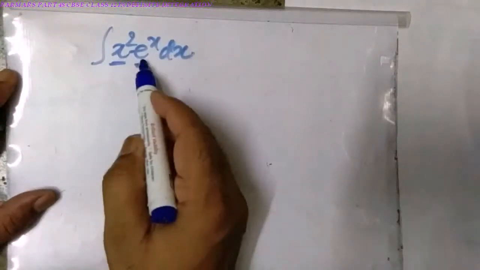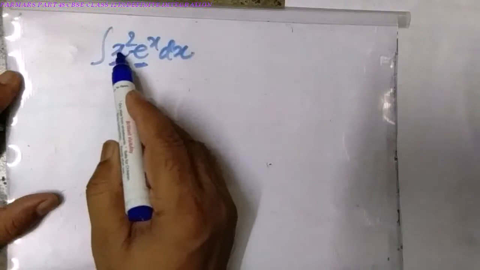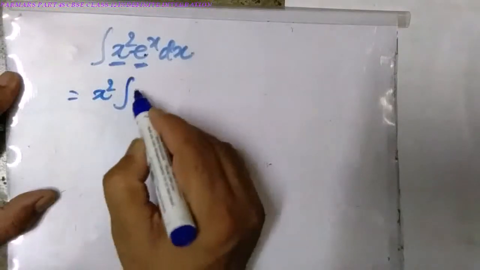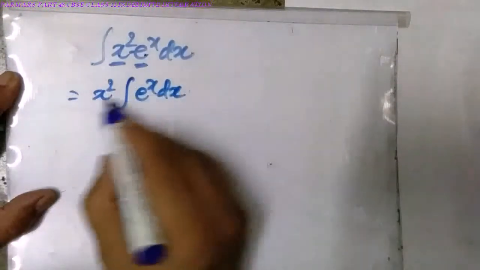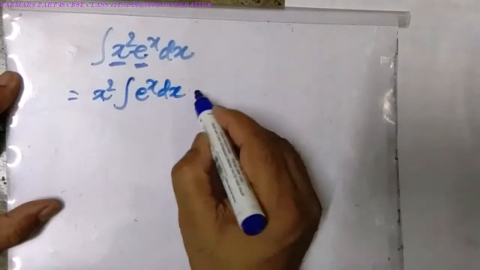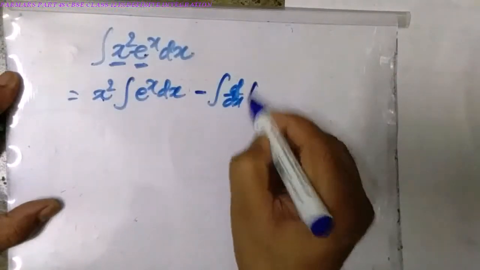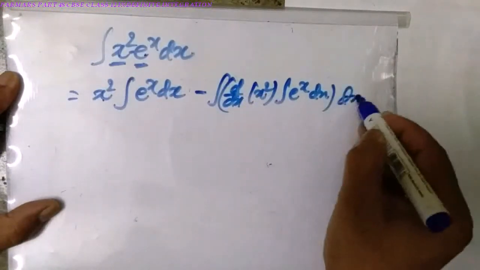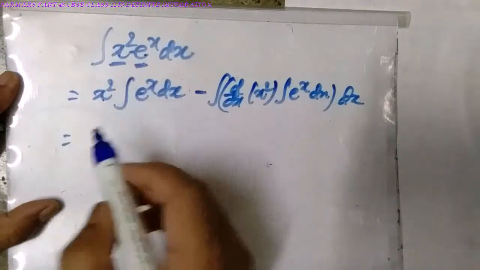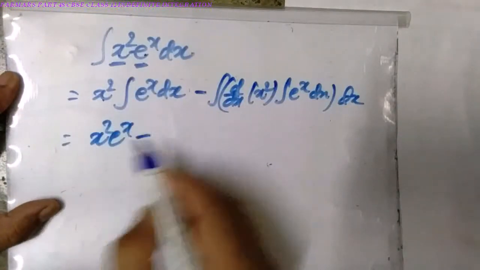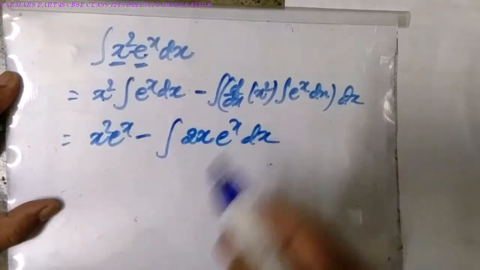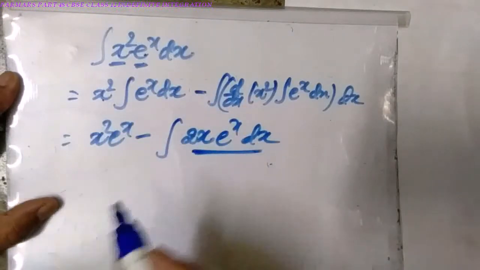Okay, next question, that is the third one. Here x square e^x dx. Now again let's say algebra, exponential. So I just take x square as first function, e^x as second function. So x square into integration over e^x dx minus integration over d/dx of x square, integration of e^x dx, and then whole dx. Okay, now what we have, integration of e^x is e^x, so x square e^x minus 2x e^x dx. Again in this part we have to do integration by parts.